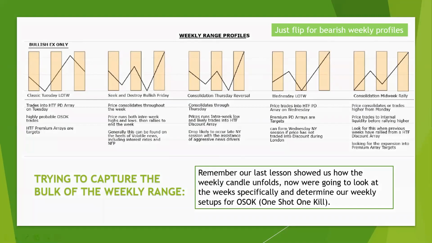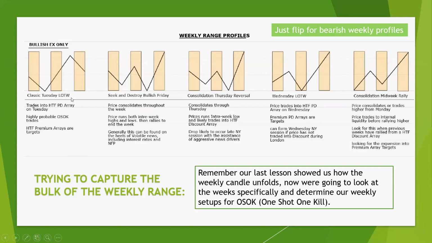So these are the main five that you'll see in the market. This is just the bullish examples. There's bearish ones exactly like it, but these are the five typical patterns that you tend to see in the market. And when I go through these slides, you'll see that I have an example for each one. Now, remember how I told you how the weekly candle unfolds. We're going to be looking at where we can get our short-term trades in these types of markets. So each one is going to be a different environment and usually a different type of entry.